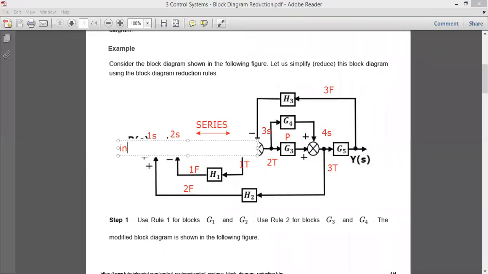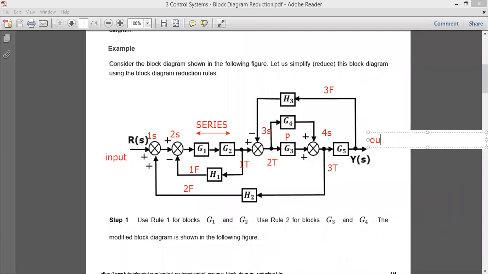So here I will write input, because R(s) is the input, and Y(s) is nothing but your output. So this is the structure.